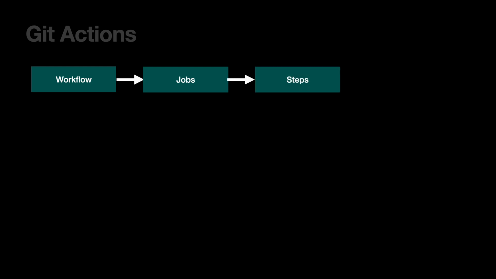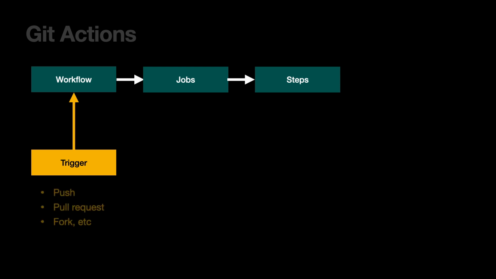These workflows can be triggered, right, either manually or automatically. Automatically, it could be a push to a particular repository, or a pull request to a repository, or a fork of that particular repository. Any of these actions can possibly trigger a workflow, okay?